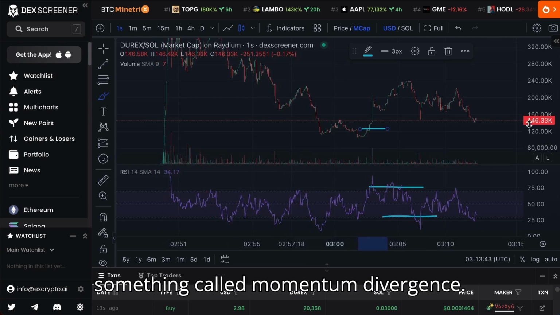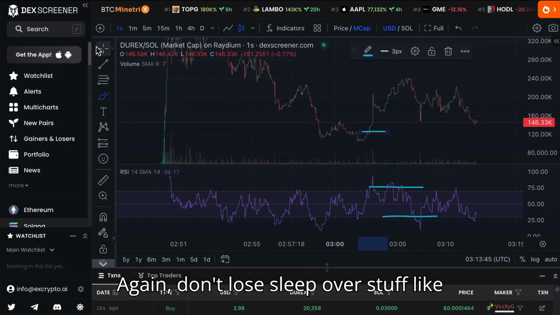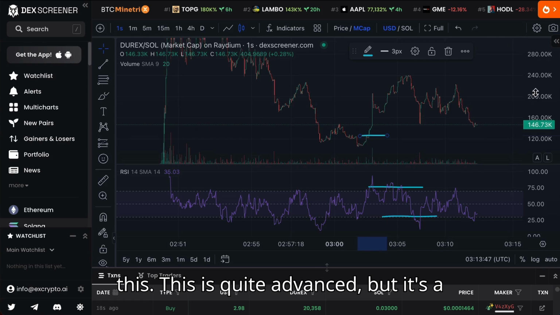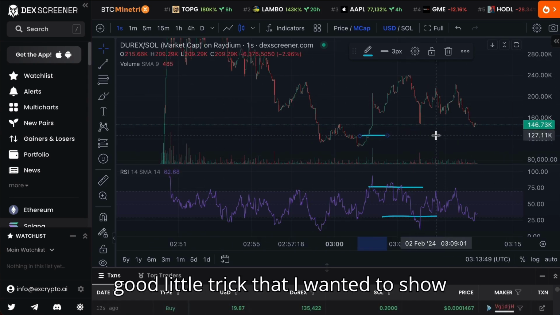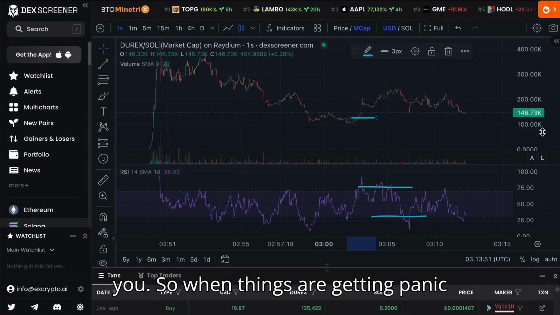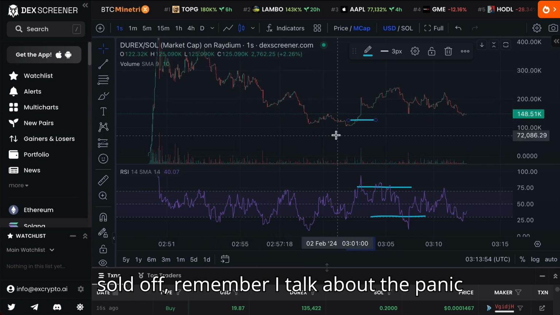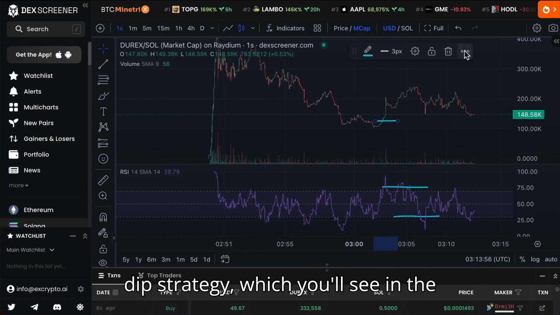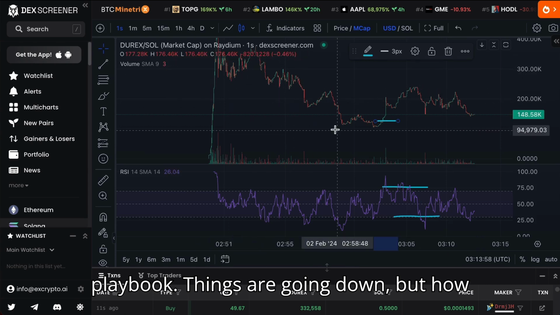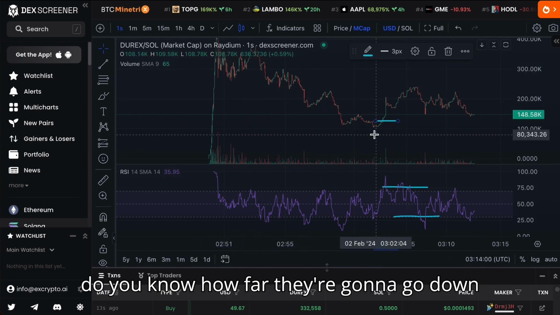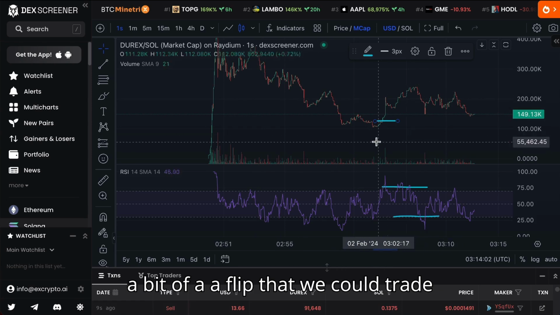There's something called momentum divergence. Again, don't lose sleep over stuff like this. This is quite advanced, but it's a good little trick that I wanted to show you. So when things are getting panic sold off, remember I talk about the panic dip strategy, which you'll see in the playbook. Things are going down, but how do you know how far they're going to go down before we get a little bit of a reversal, a bit of a flip that we could trade into?